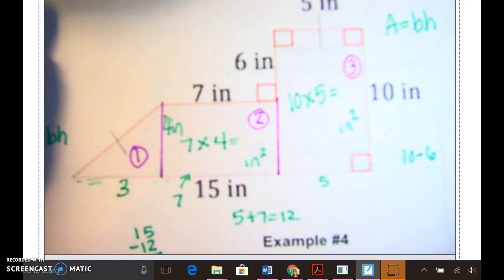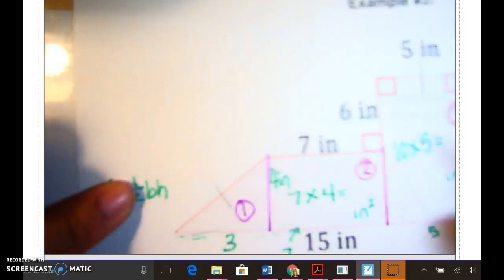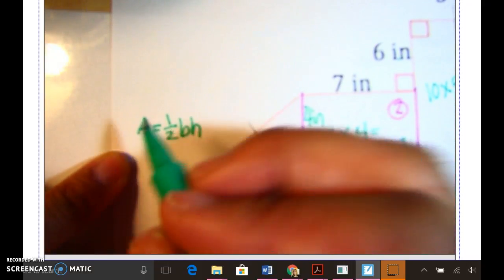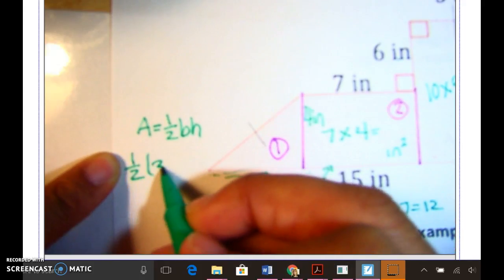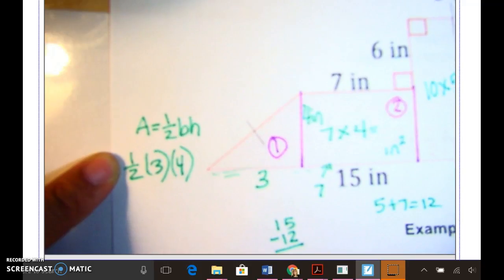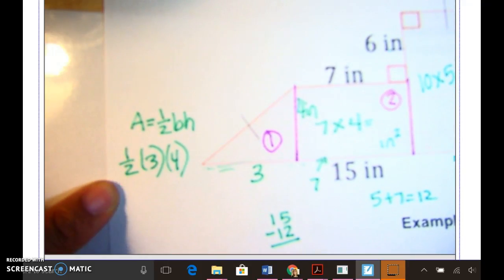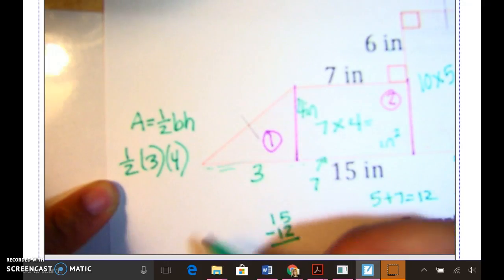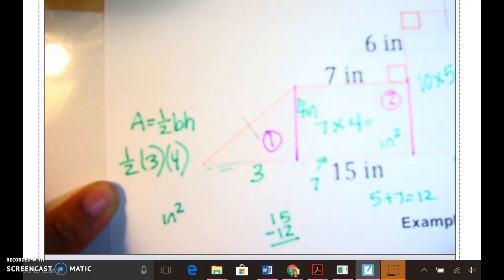So now to find the area of the triangle we made for shape 1, you're going to have to do half of base times height, which is half of 3 times 4. What I like to do is multiply the base times the height and then divide by 2. Once you finish that, again, this is all inches, so your answer is going to be in inches squared.